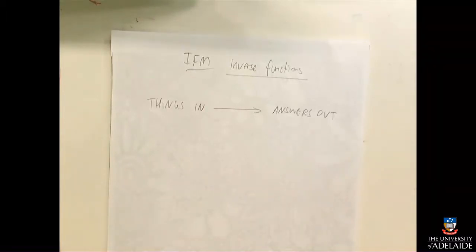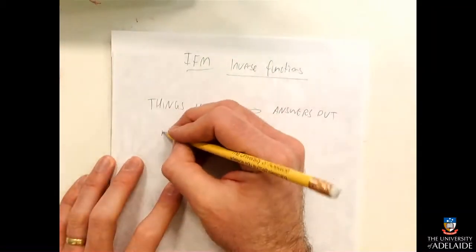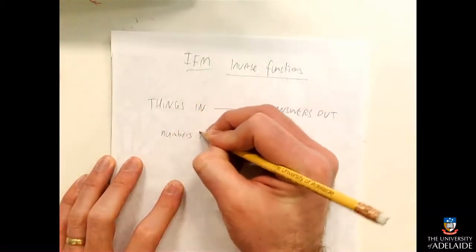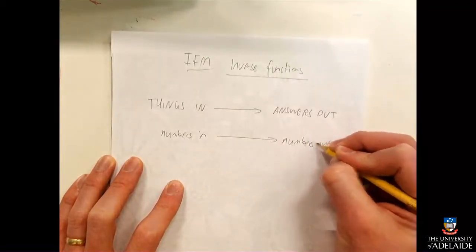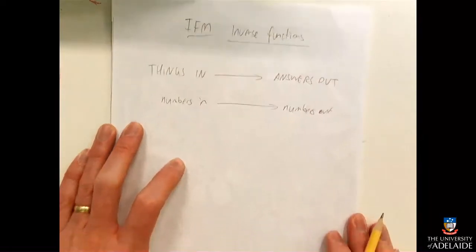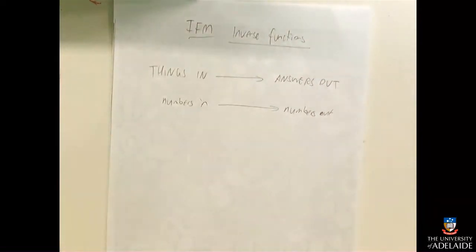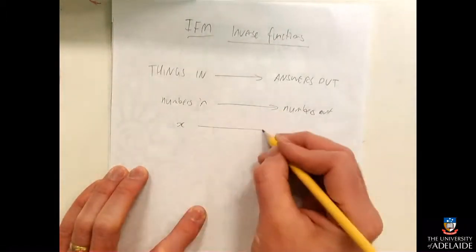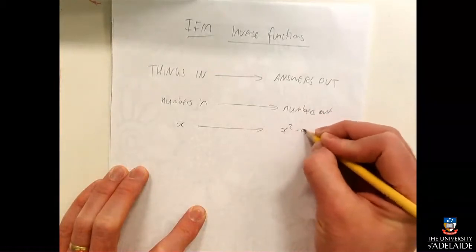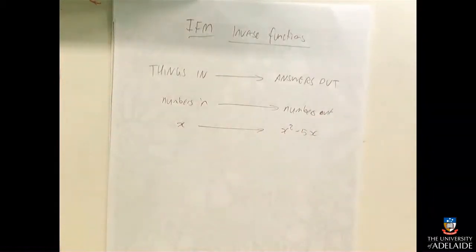And you don't have to think of it as a machine. You can think of it as that everything that goes in has whatever comes out attached to it. It's much easier to talk about this with numbers, so I'm going to do it with numbers. So it's usually numbers in, and it spits numbers out. And the usual way that it does that is via some sort of formula. It'll be a number like x, and the number it spits out might be x squared minus 5x or something. And so that's the classic way of doing a function.